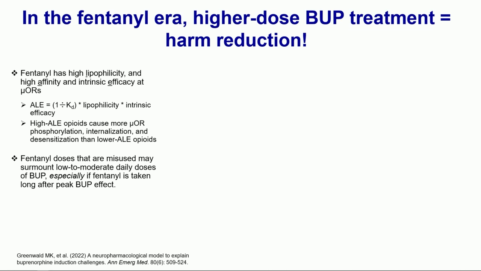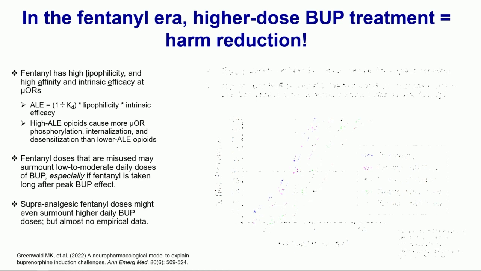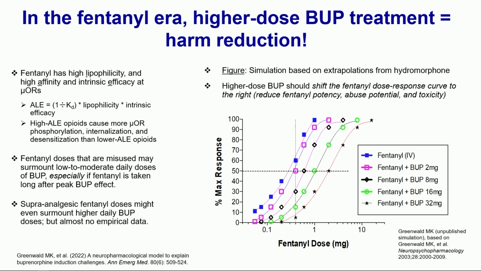Superanalgesic doses of fentanyl, like above, say, 0.4 mg per 70 kgs, might even surmount higher daily buprenorphine doses, but we don't have a lot of empirical data. So I put together, based on equipotency estimates and some work that we did earlier looking at hydromorphone-buprenorphine interactions in the lab under controlled conditions, basically, if you look at the blue curve, that's a fentanyl alone dose response curve. And we know that 2 milligrams of fentanyl is roughly a lethal dose in someone, certainly in someone who's naive.